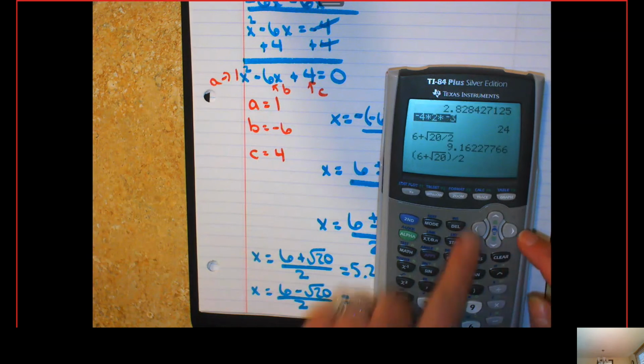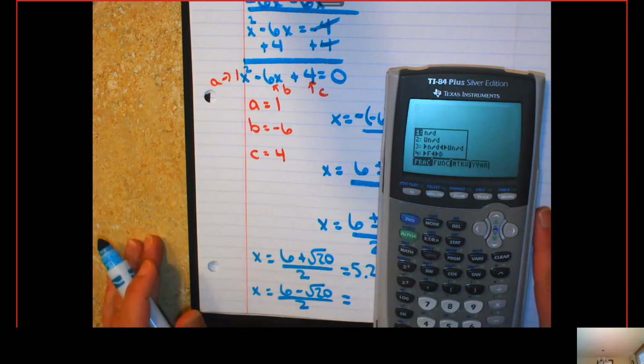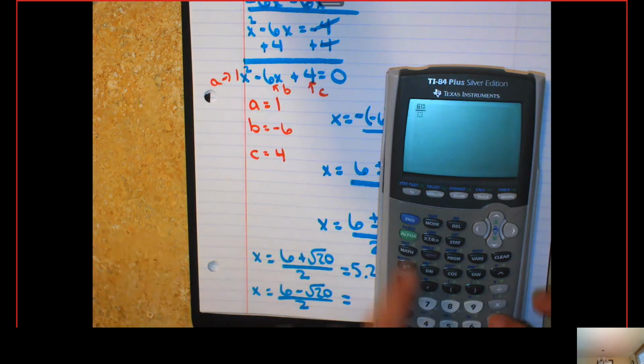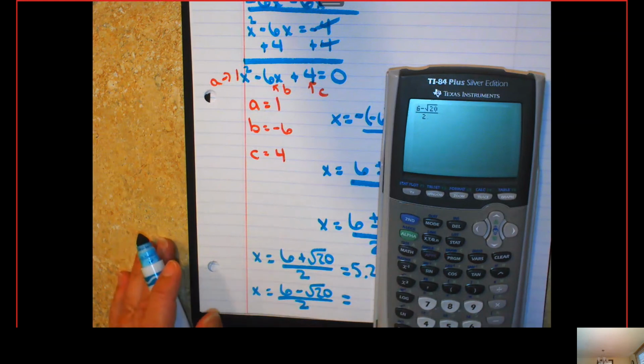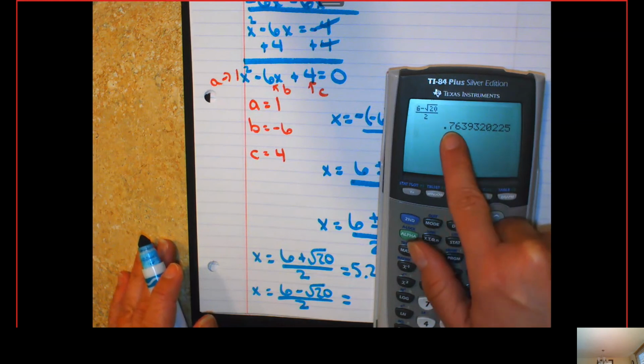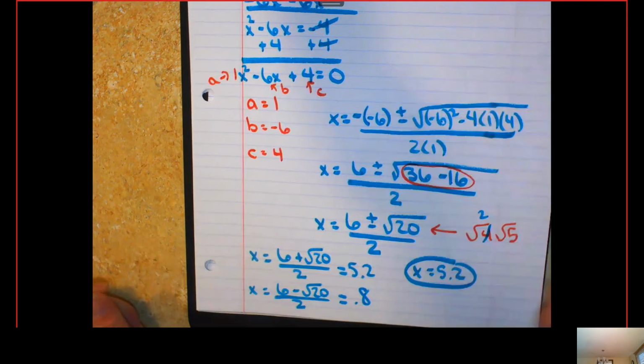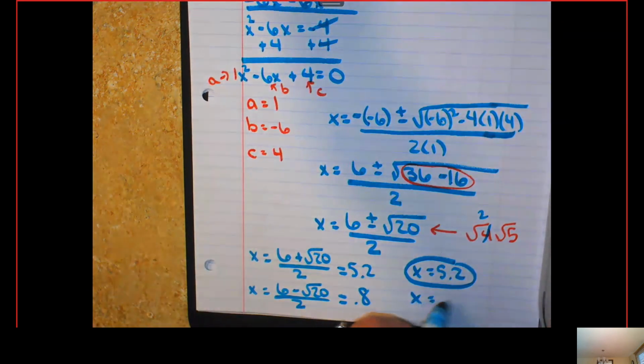Now I'm going to do this one. Again, I'm going to make it look like a fraction. So alpha y equals, and then number 1, let's type in 6 minus radical 20, and then 2 at the bottom. And we get this decimal. Rounded to the nearest tenth would be 0.8, because after the 7 is 5 or higher, so that becomes 0.8. So my second answer is x equals 0.8.